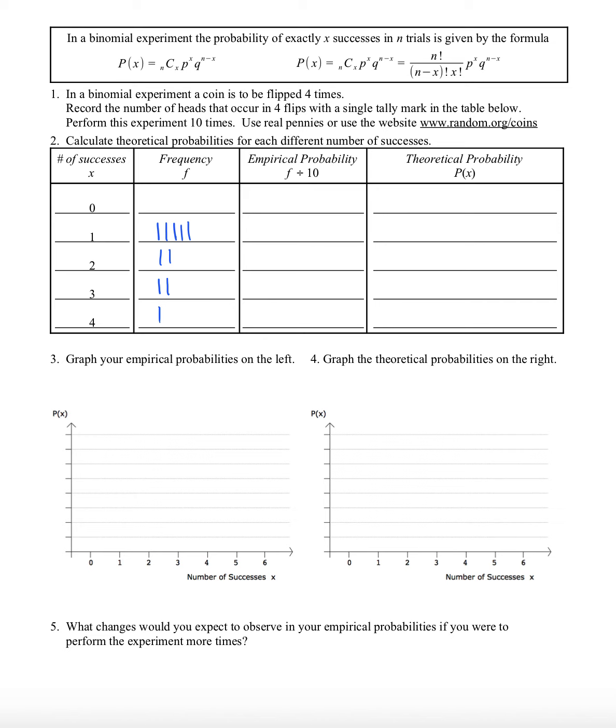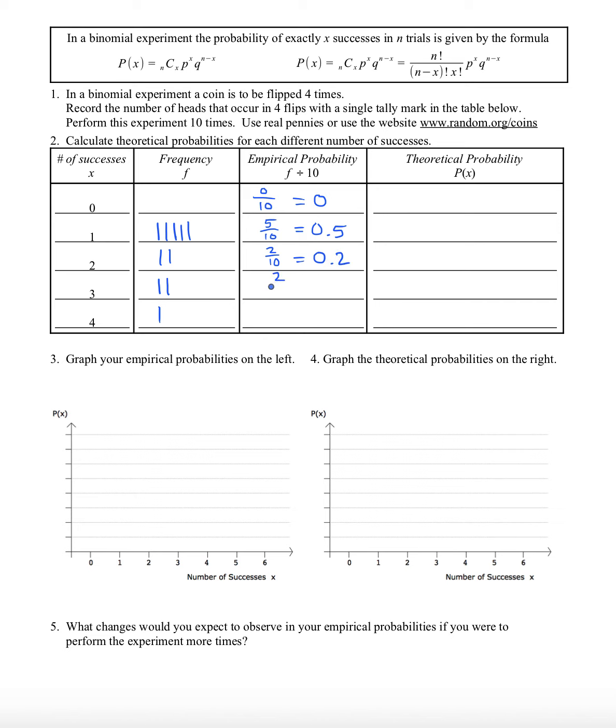All right, now we can calculate the empirical probabilities of these different results simply by dividing our frequency by the number of experiments that we performed. We did it 10 times, so we'll get 0 out of 10 for no successes. I didn't get 4 tails in a row. Let's see, we do have 5 out of 10 here, which will be 0.5. We got 2 out of 10, which makes 0.2.